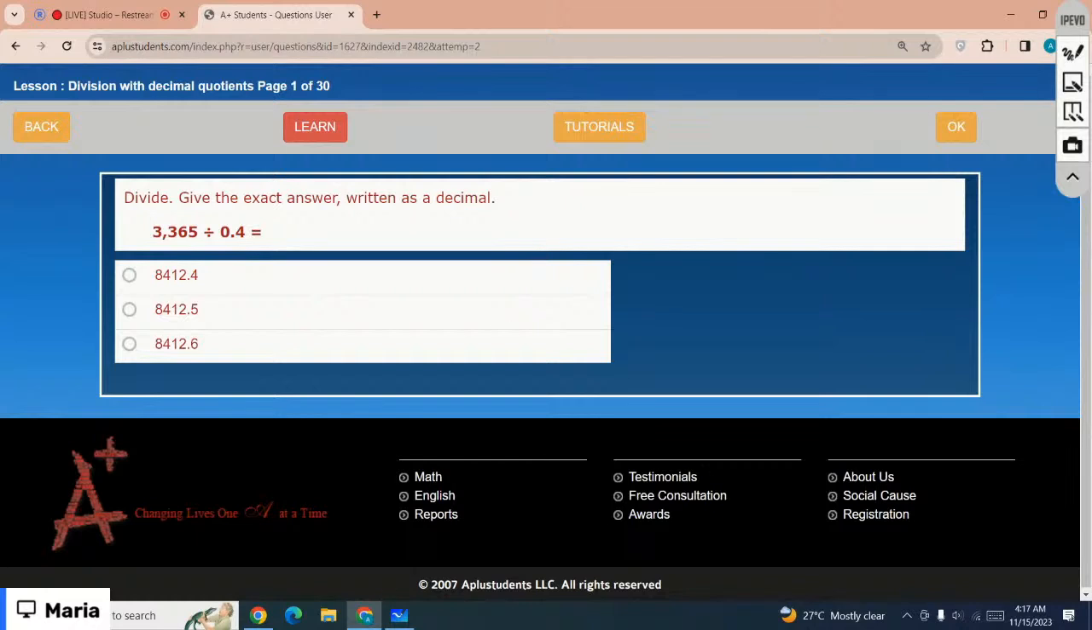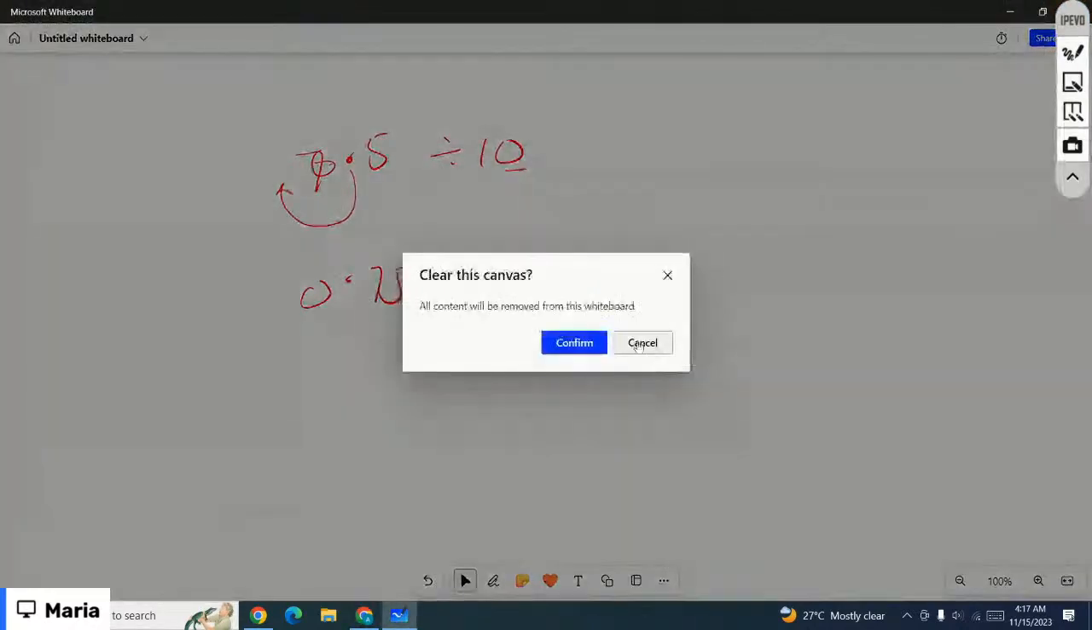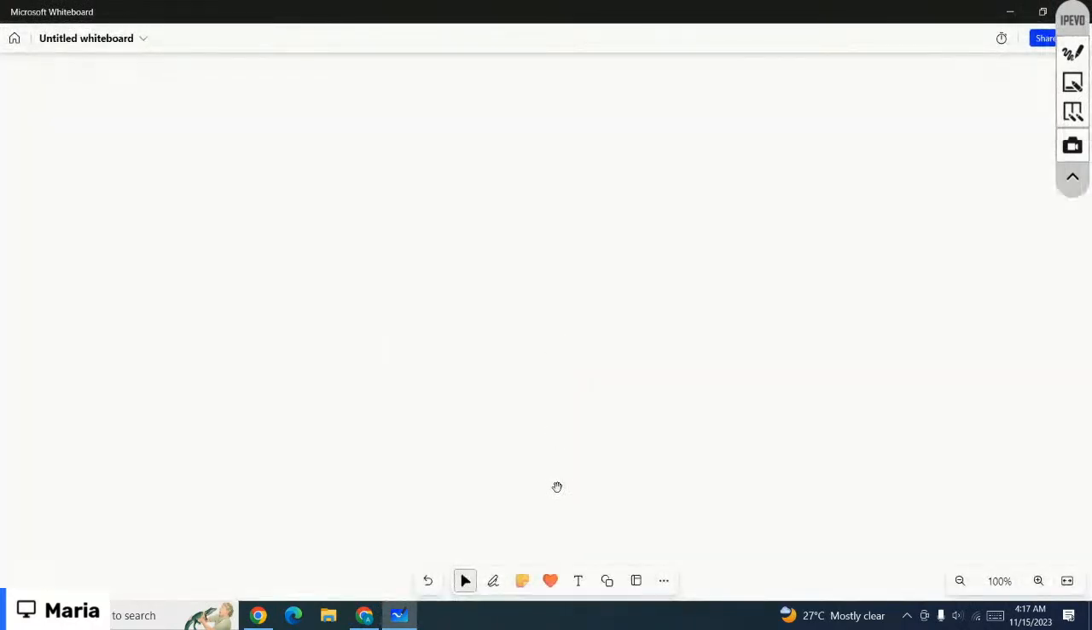Let's just divide 33,365 by 0.4. Hello, can you hear me? Okay, you have only one decimal place right after the decimal, right? After the decimal you have only one digit, right? That means you can move both the numbers one place right.